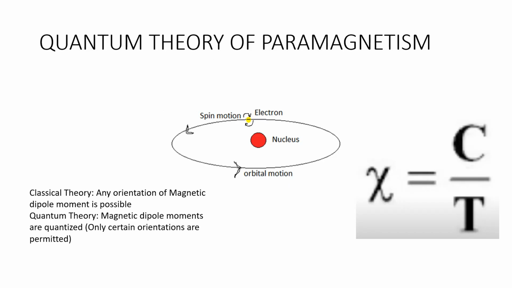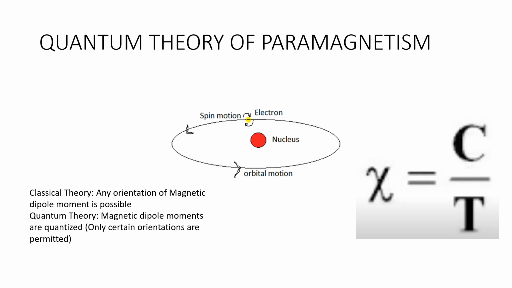Now come to the quantum theory of paramagnetism. In this video module, we are discussing the quantum theory of paramagnetism. What did we learn is meant by a paramagnetic material? In a paramagnetic material, the atom possesses its own dipole moment. And what is the reason for an atom to show magnetic property? Because the atom consists of electrons.